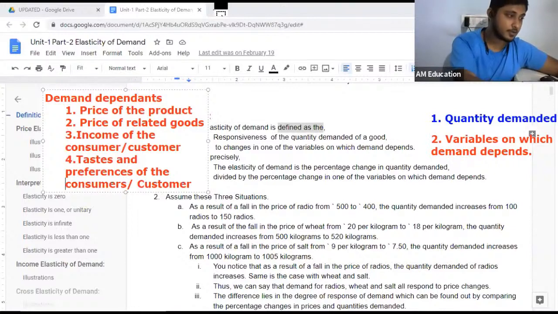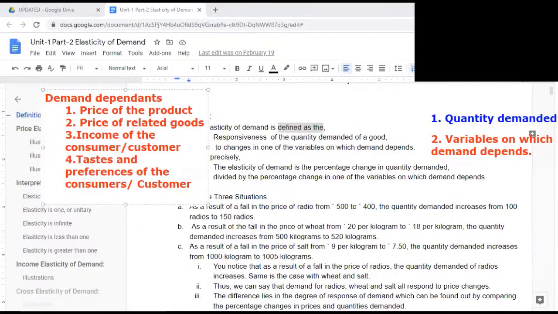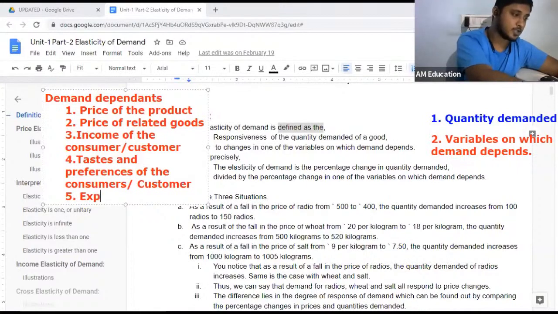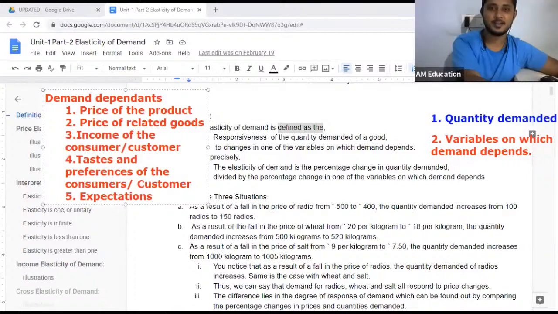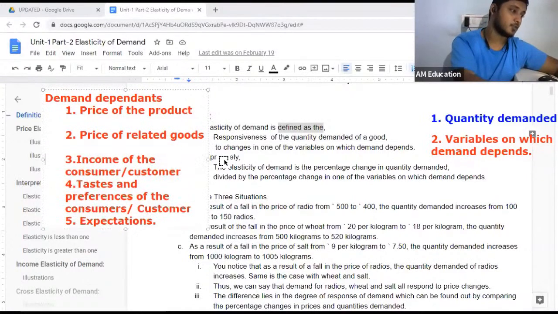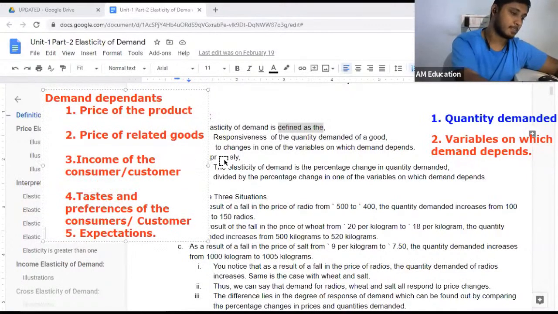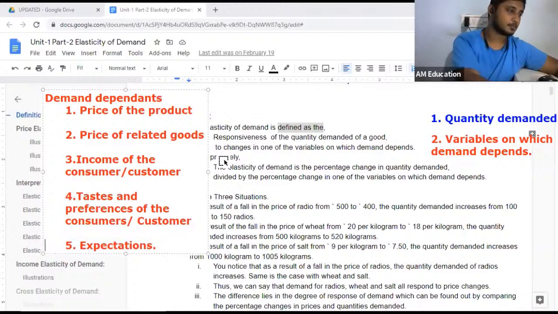And then we have something called expectations of the consumer. Lovely, whoever that is. Who's that? Sorry? Bhavani, sir. Bhavani, nice. So what were these? The price of the product, the price of related goods, income of the consumer. Let me just give you a clear picture of what we were talking about.